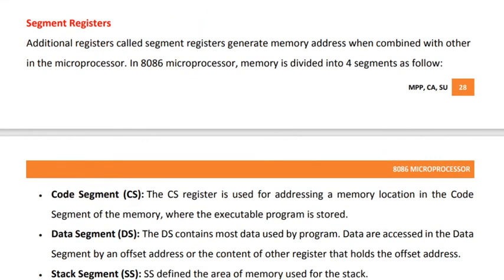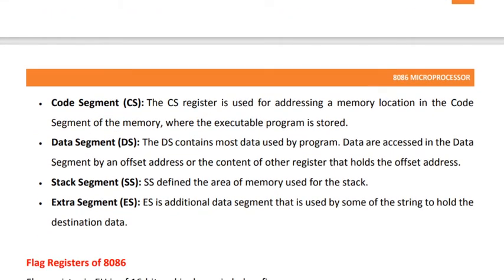Then we have the segment registers. This also we have learned. There are 4 segment registers: code segment, data segment, stack segment and extra segment register. These registers are 16-bit in length and are used to store the base address of the respective segment. So the code segment register stores the base address of the code segment. The data segment register stores the base address of the data segment. The stack segment register stores the base address of the stack segment. Likewise, the extra segment register stores the base address of the extra segment.